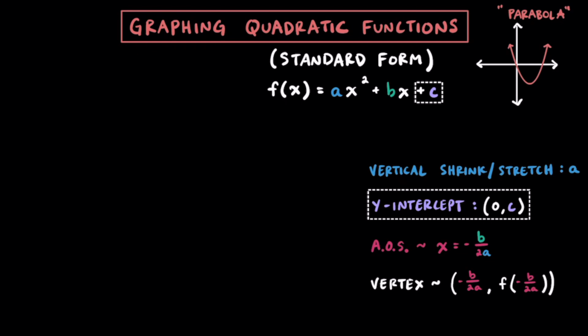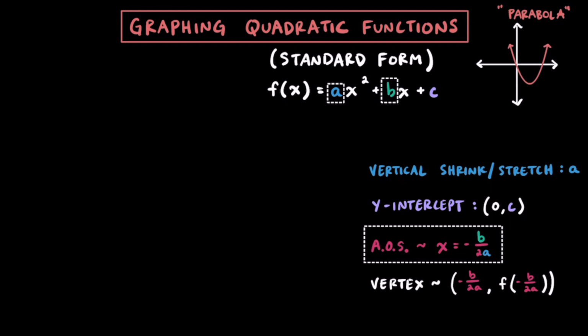As for c, it lets us know where the y-intercept of our parabola is. Hopefully this makes sense because the y-intercept always occurs when the value of x is equal to 0. If you plug in 0 into our quadratic function, everything cancels out except for the value of c. If you know the value of c, then you know the y-intercept of a quadratic function.